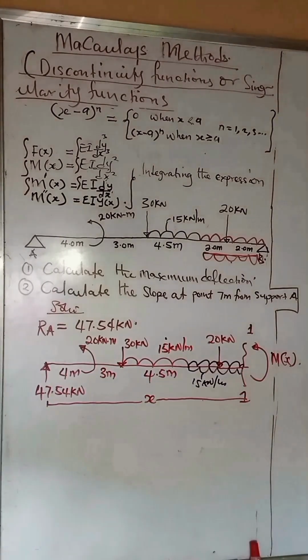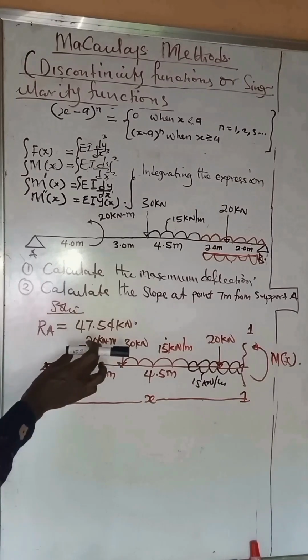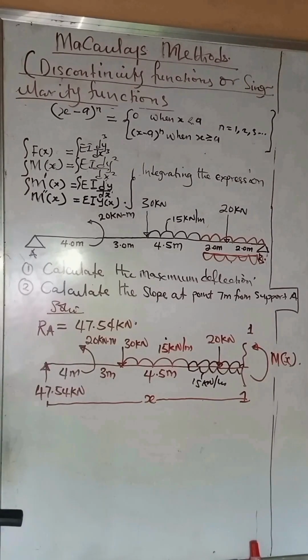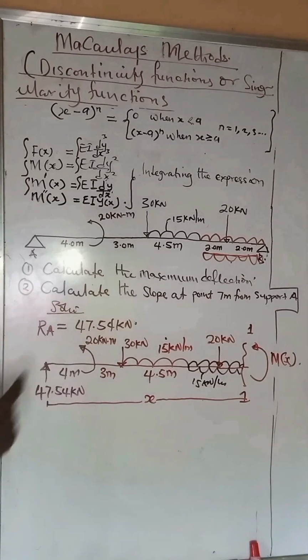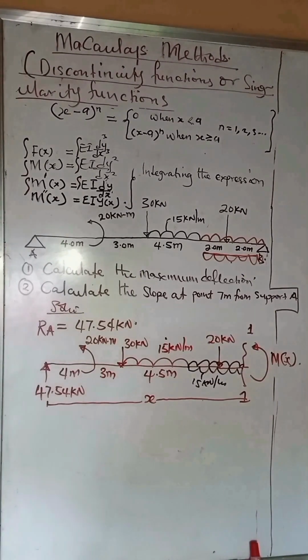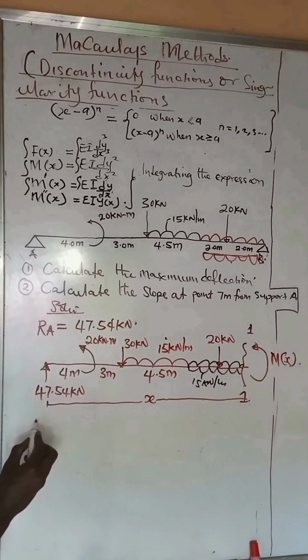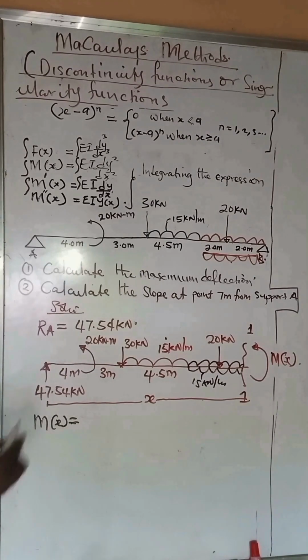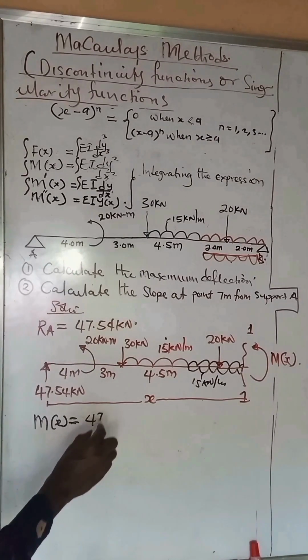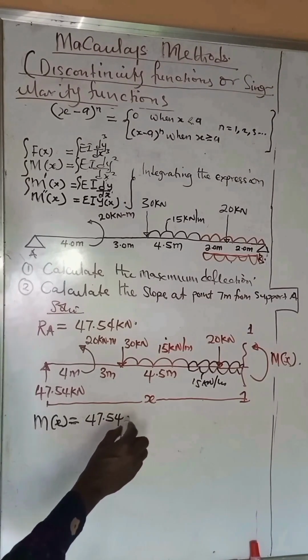Now apart from that, for your couple, you assume that this is a load. If it's a point load, you are going to assume it as a point load. And if you assume it as a point load, of course, like we normally do when we are taking moment expression, we will not have the moment expression as this. We'll say that M of x will now be equal to the support reaction 47.54 x.